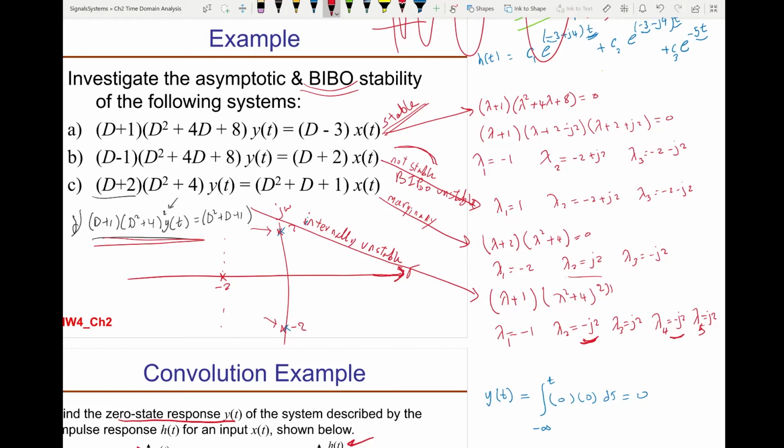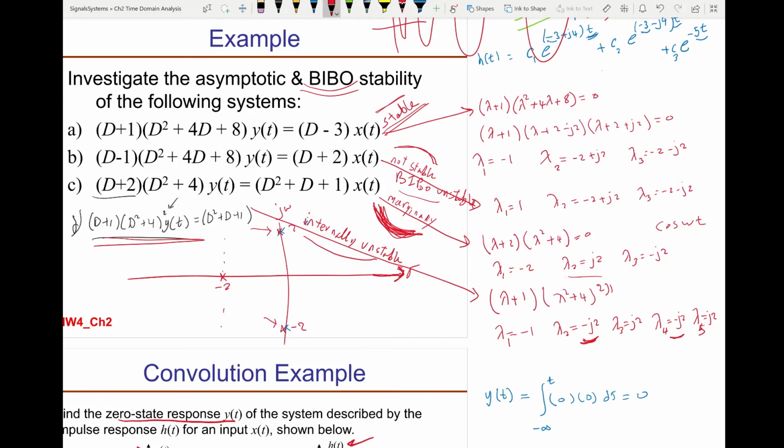Now since we determined internally unstable, this is also bounded input, bounded output unstable. There could be an input that resonates with this cosine omega t and give you a large output. And this also bounded input, bounded output unstable. This is bounded input, bounded output stable.